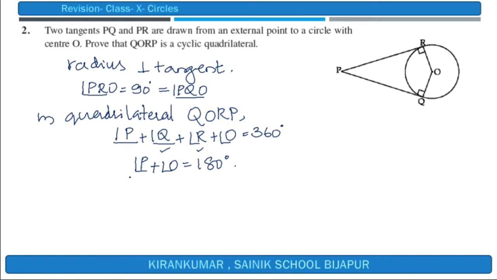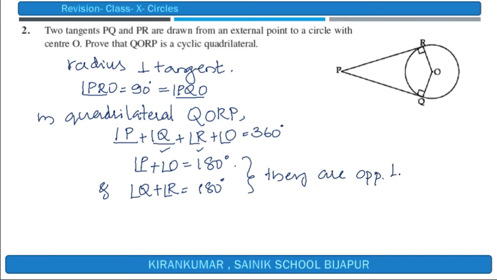Since these are the opposite angles, we have angle Q plus angle R also 180 degrees. These two are opposite angles. Since the opposite angles are supplementary, we can say that quadrilateral QORP is cyclic.